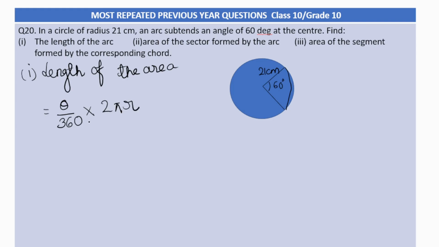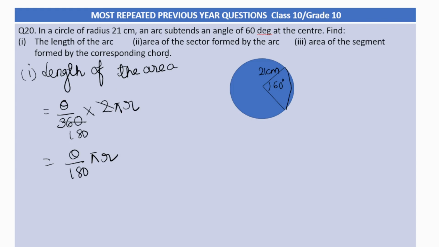I just wrote this for explaining the formula, but actually, because 2 and 360 both have 2 as a factor, what we can do is remember theta by 180 into pi into r. If you remember this, then it is very easy. We did not write this step, I just wrote it for explanation. 360 is the entire full angle of the circle, theta is the angle subtended by the arc at the center, and 2 pi r is the entire circumference of the circle.